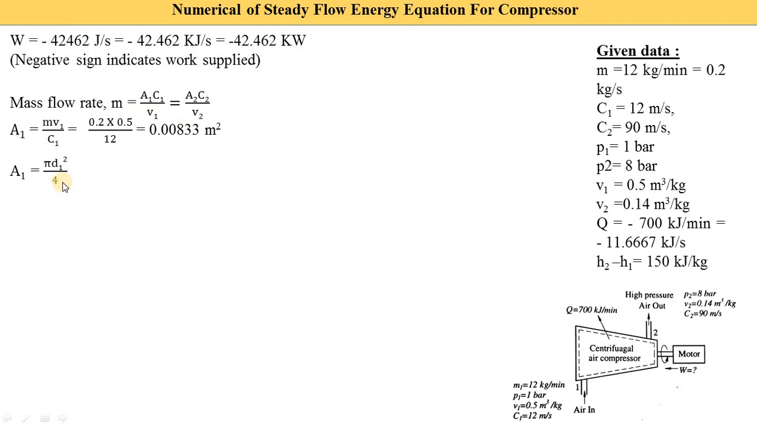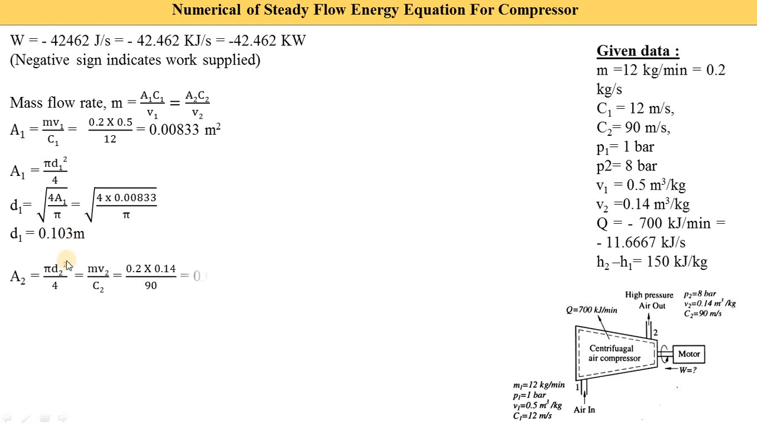After diameter D1 we find A2 and D2. A1 is equal to pi by 4 D1 square. Now we know the area and need to find the diameter, so this 4 is multiplied with A1, pi goes in the denominator, and we take the under root on both sides, then D1 is achieved. Now we put in the value of A1 and solve, and we get the diameter D1 is equal to 0.103 meter.